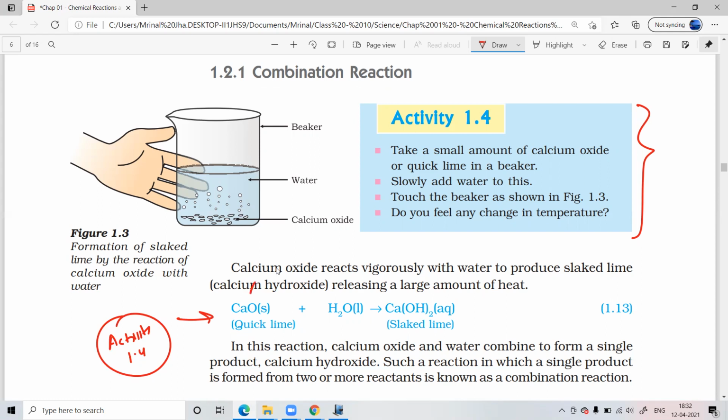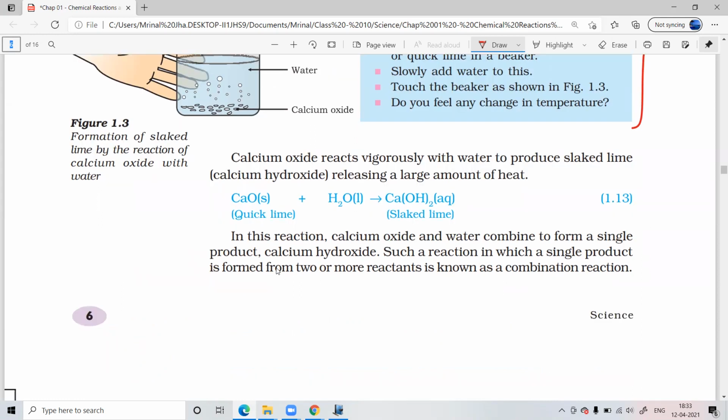Compound A, compound B, they combine together and they give you a third compound, which is a combination of A and B. Of course, the molecular formula will not be exactly the same, it will be different, but it's a combination reaction. So that makes sense to everyone? Yes, sir. Okay. Go ahead, continue reading from here.